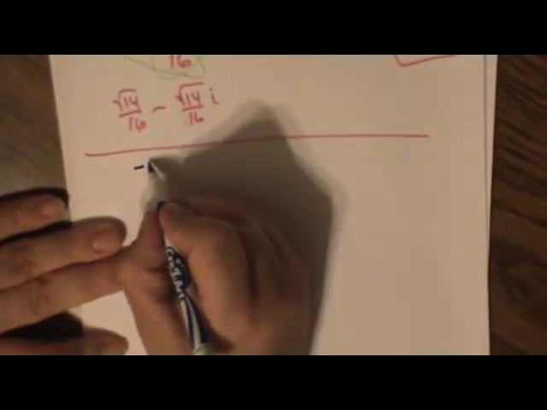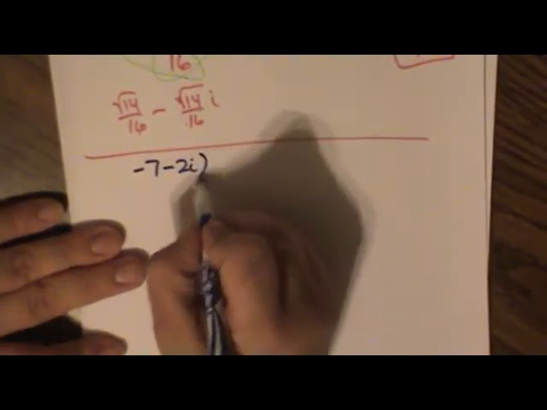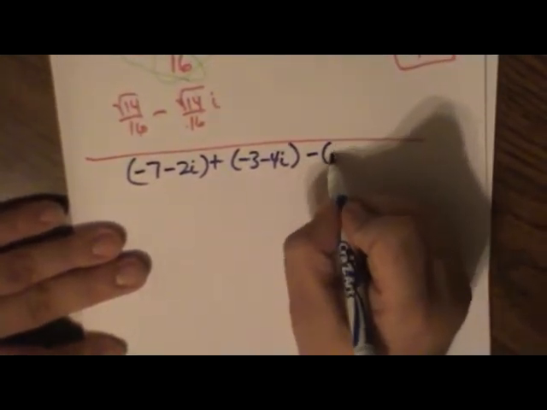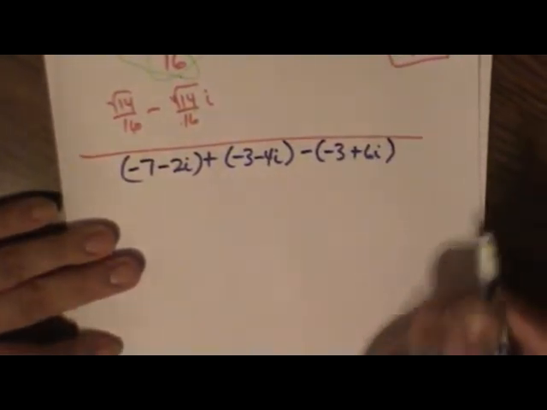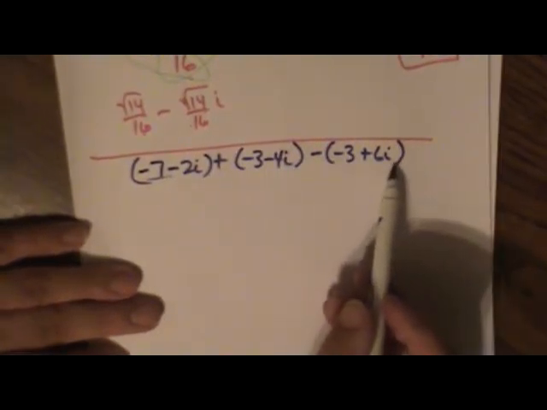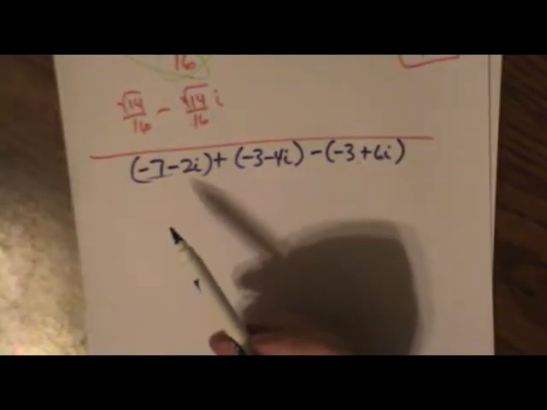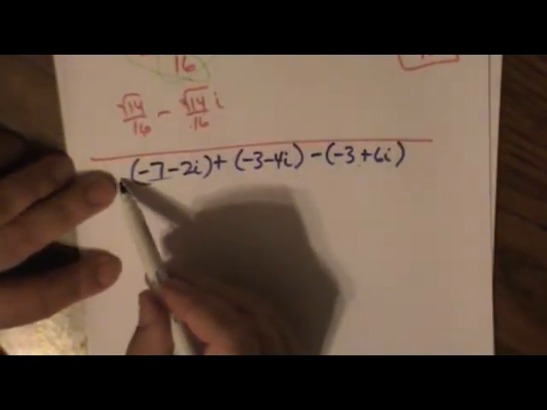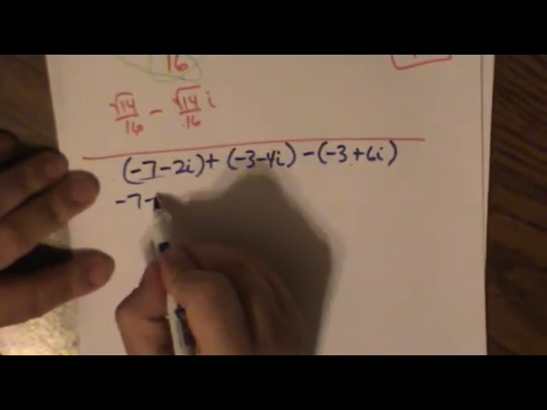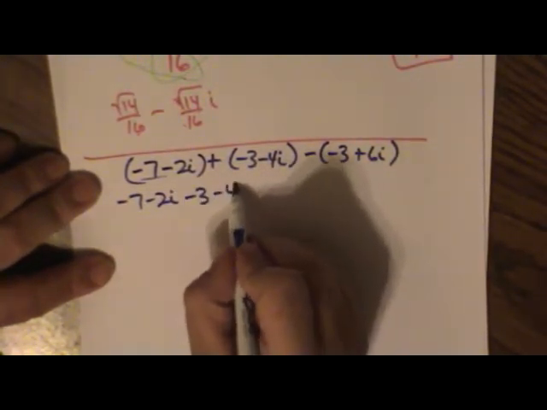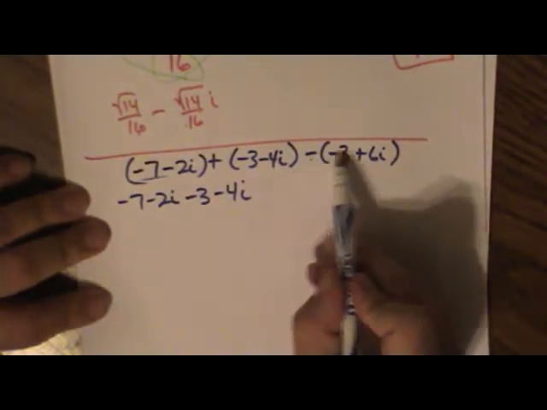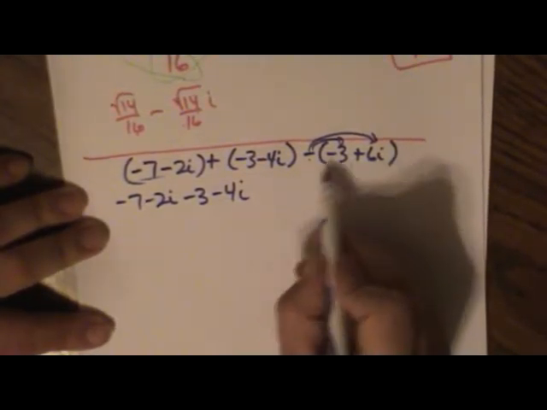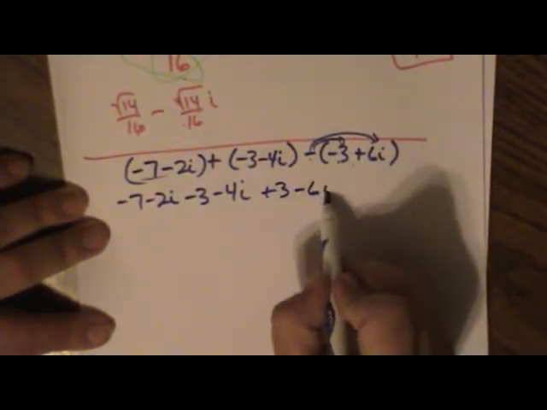Let's do another lengthy one. Negative 7 minus 2i plus negative 3 minus 4i minus negative 3 plus 6i. Okay, first step is to simplify within the parentheses. Since we can't do that, we have to look outside the parentheses. And since these are positive numbers, nothing inside is going to change. So we can write them without the parentheses. However, this negative, we're going to end up distributing a negative number through there. A negative 1. So that becomes positive 3 and that becomes negative 6i.